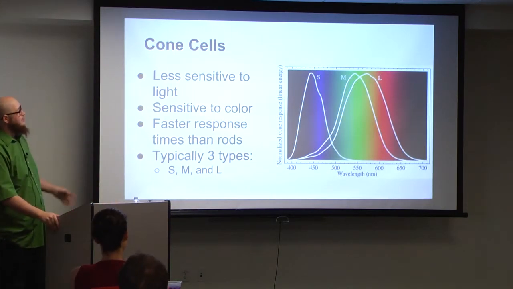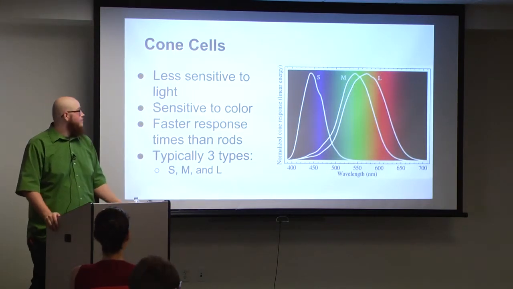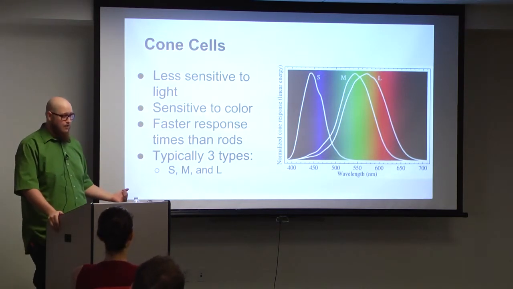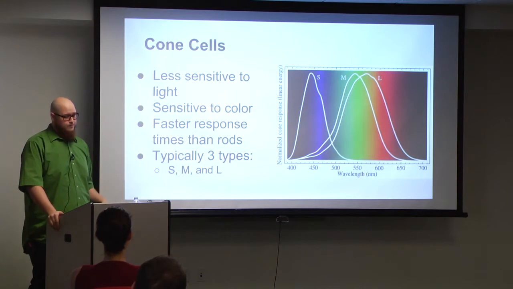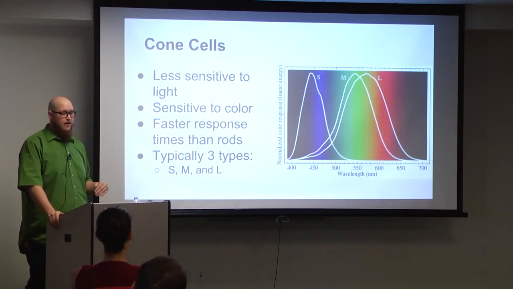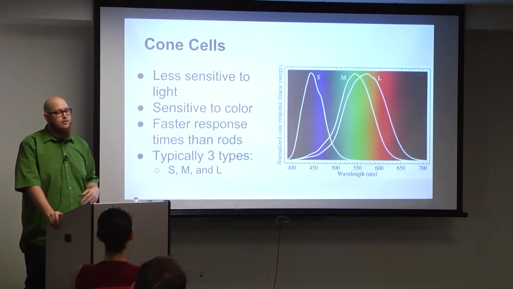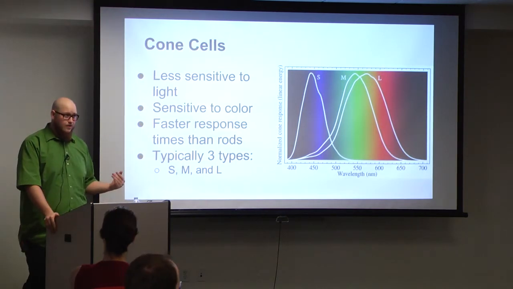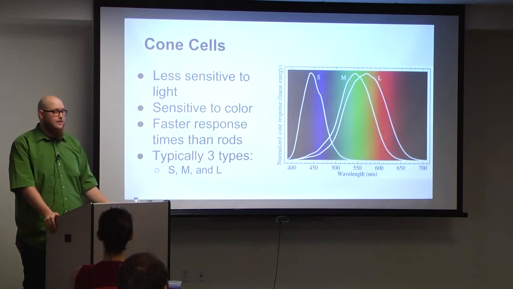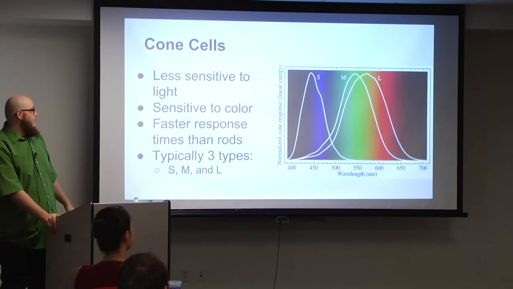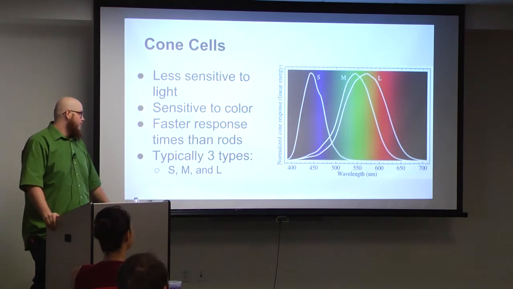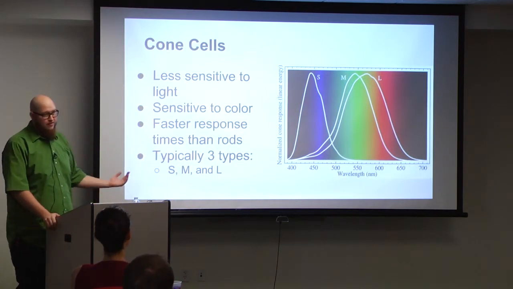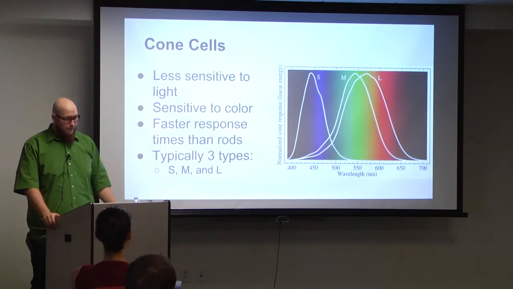The cone cells are what detect color. They're less sensitive to light. They're very sensitive to different color wavelengths. And so they have faster response times than your rods, and they help with fast-moving objects and things like that. So typically there's three types. There's short, medium, and long, named after the wavelengths that they correspond to.